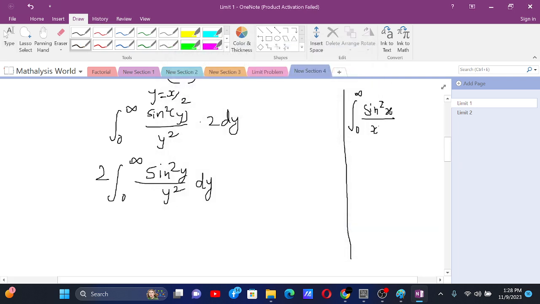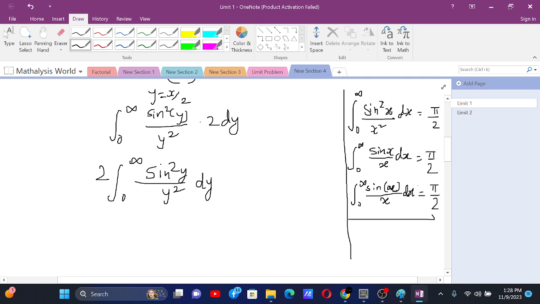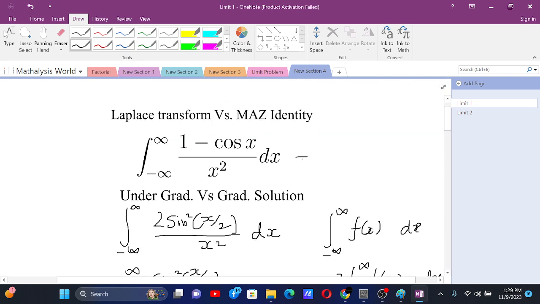Sine square x by x square dx is just pi by 2. And the other integral from 0 to infinity of sine x by x dx is also pi by 2. And for the integral from 0 to infinity of sine ax by x dx, it is actually the same integral, and we can have a over here and a dx over here, which gives us ax dx. So that's the same, and it is also pi by 2. So we can directly write pi by 2 here if we want, and that gives us pi. So pi is the answer for this integral.